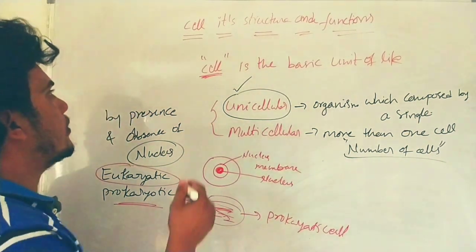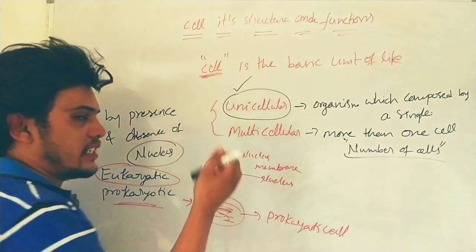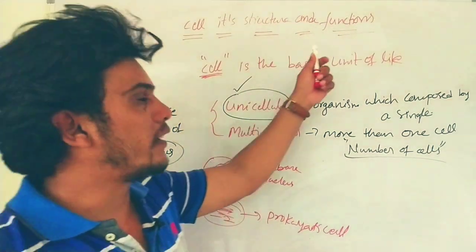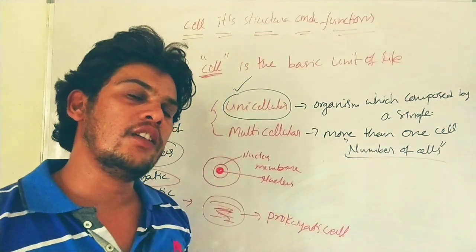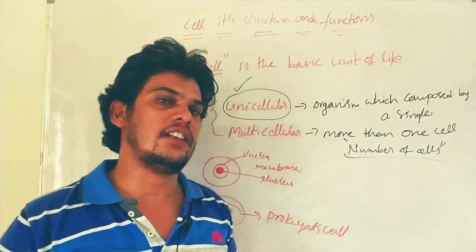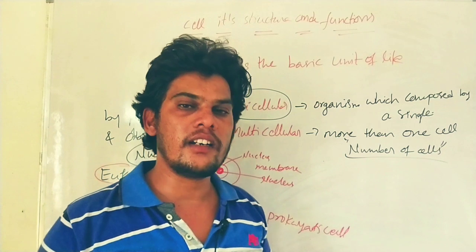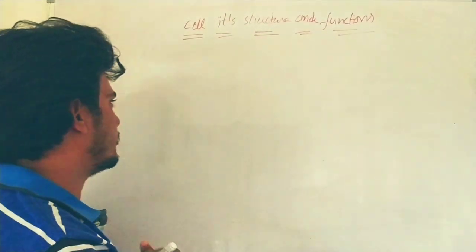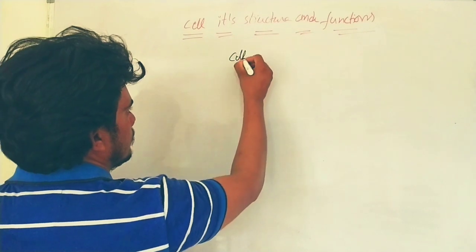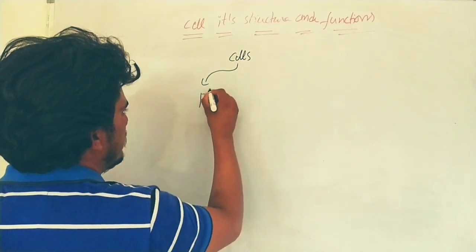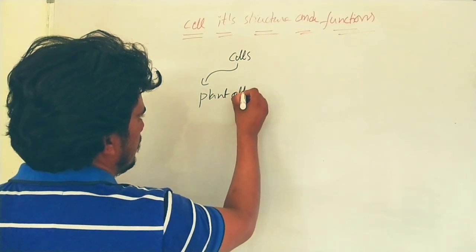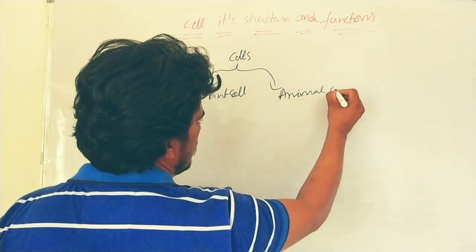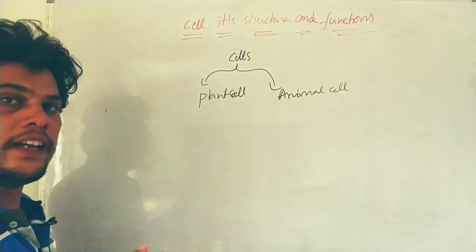In this chapter we will actually discuss the structure. What is the structure of the plant cell? What is the structure of the animal cell? And what are their functions? These are all things we are going to learn in this chapter. Today I would like to tell about a few parts of the cells. There are two types of cells: plant cell and animal cell.